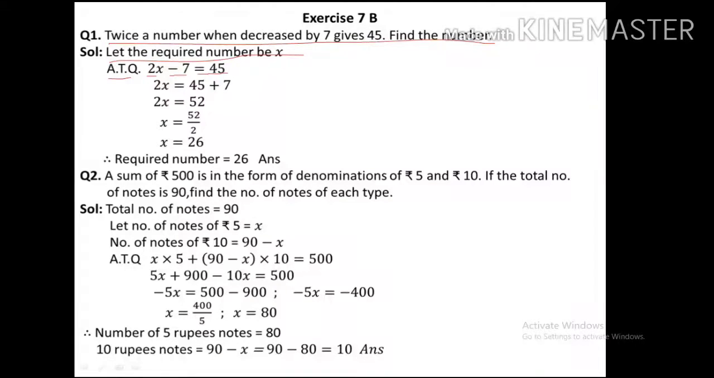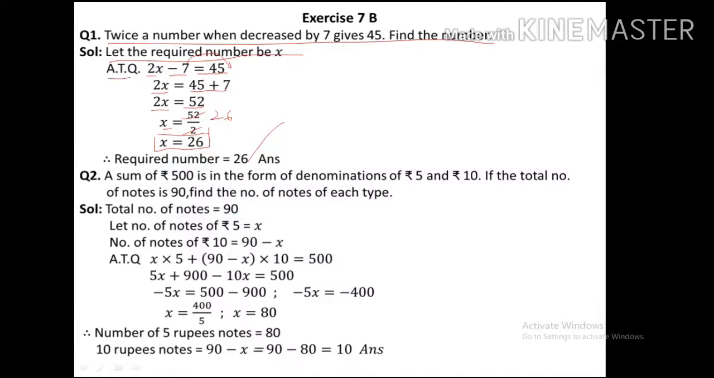Now next step, we transfer this minus 7 to the right hand side. So next step we will write 2x equals 45 plus 7. So it will come 2x equals 52. Now x equals 52 divided by 2. 2 ones are 2 and 2 twos are 4 and 2 sixes are 12. So the value of x will come 26. So the required number is 26.